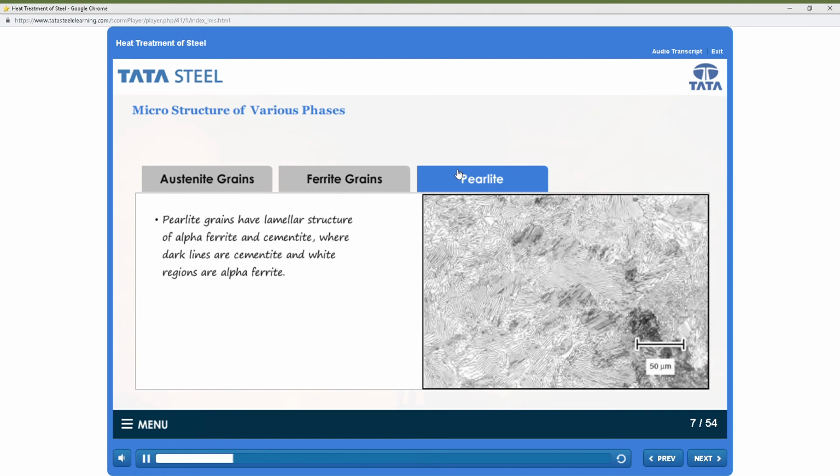Pearlite. Pearlite grains have lamellar structure of alpha ferrite and cementite, where dark lines are cementite and white regions are alpha ferrite.